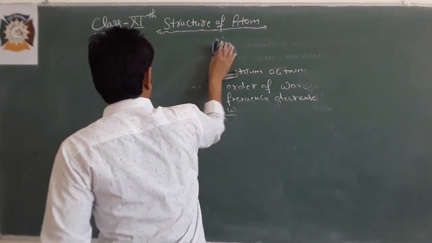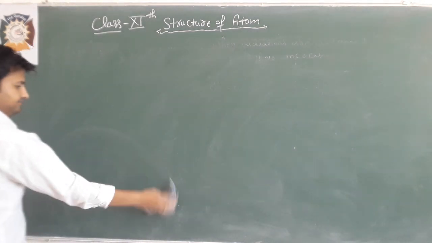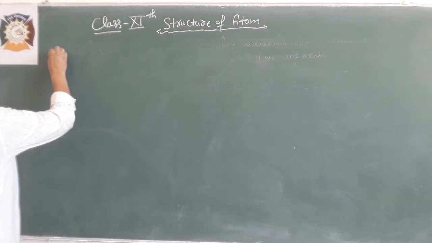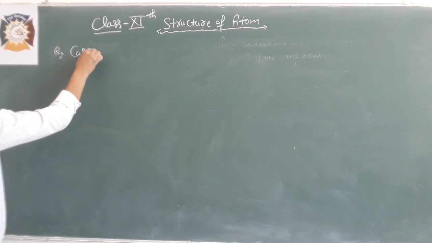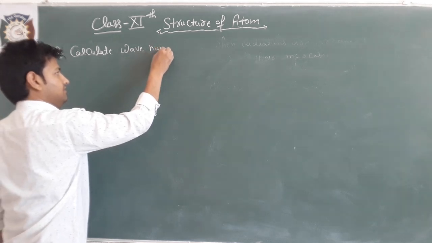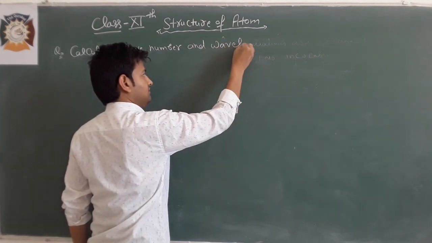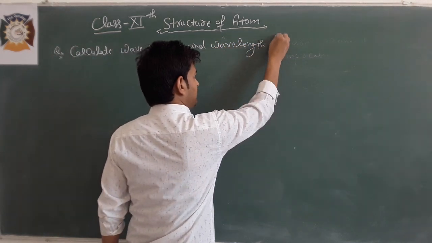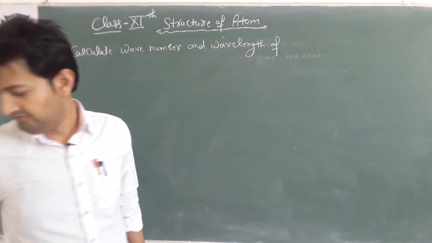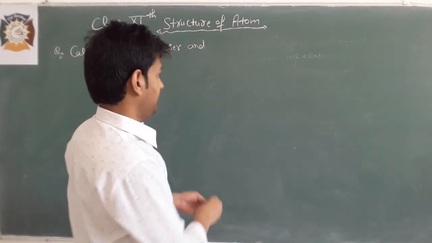Now let's solve one question. Let's see the equation. Calculate wave number and frequency of radiation. Sorry, it is frequency. Wave number and frequency of radiation.